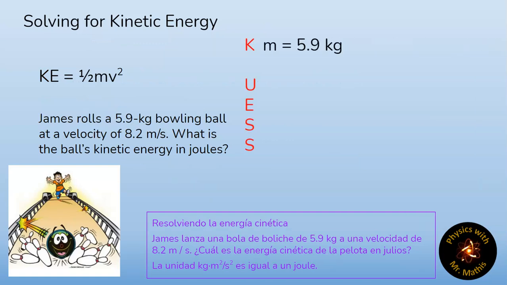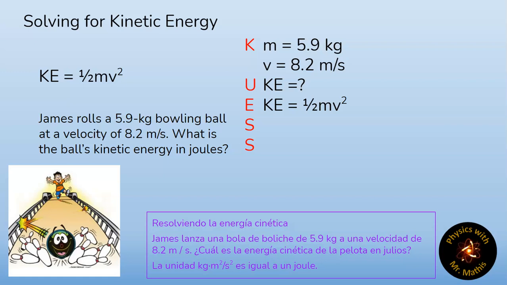In the problem, there are several known values. The mass is 5.9 kilograms. The velocity is 8.2 meters per second. The problem tells us the unknown is kinetic energy. That's what we're asked to find. And we know that the kinetic energy equation is KE equals 1/2 mv squared.